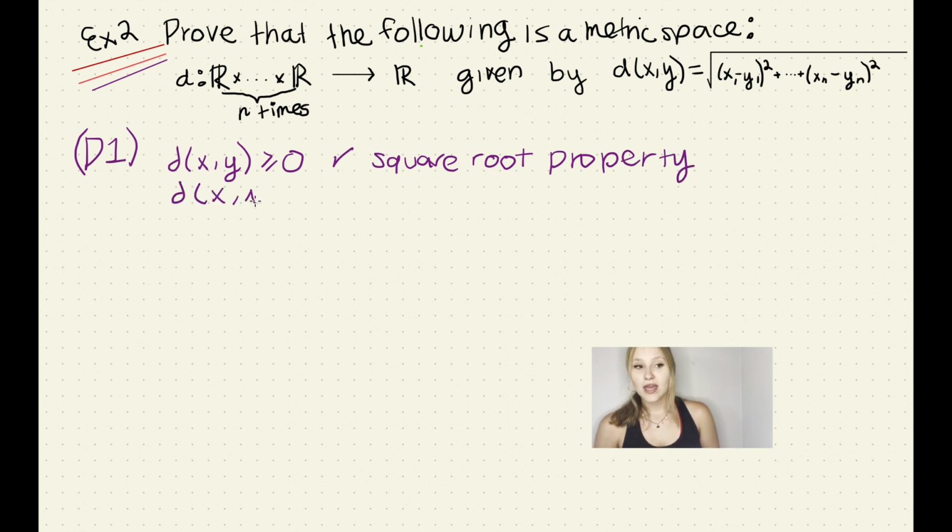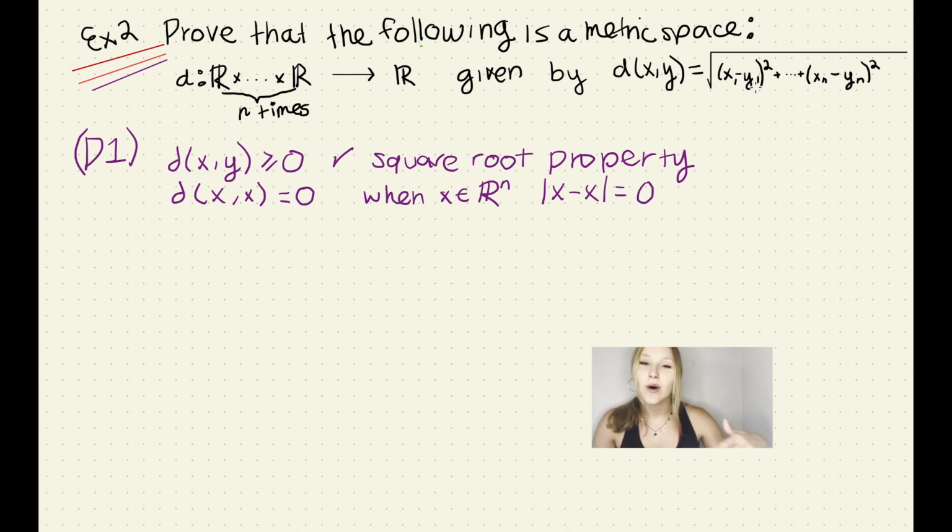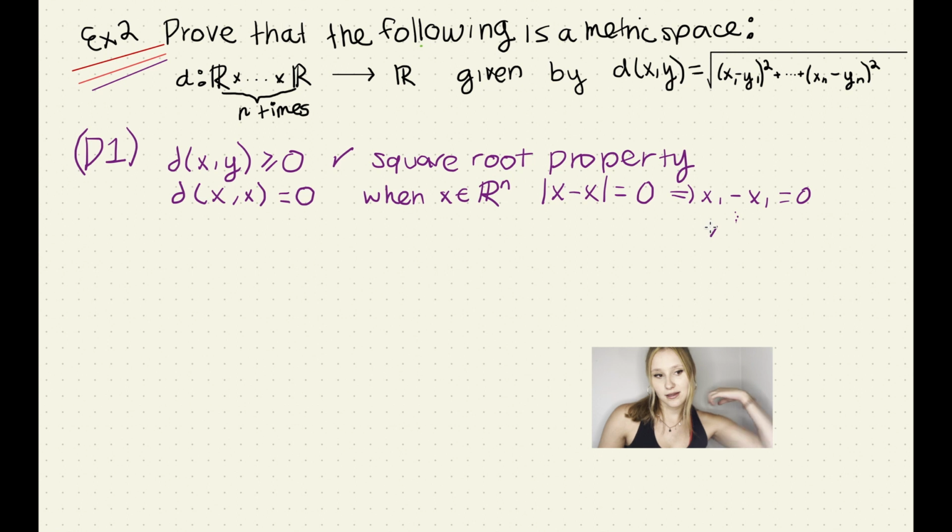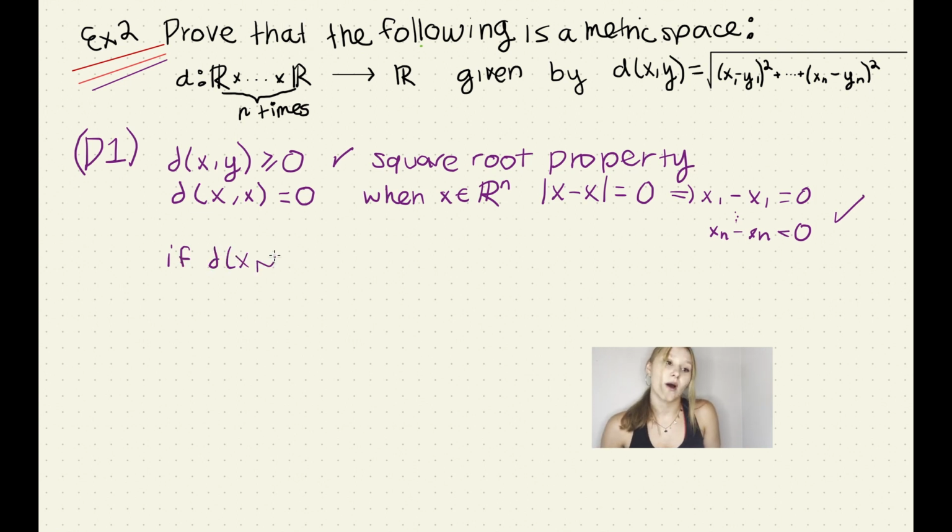So then we have the distance between x and itself is 0. So when we have a vector x, x minus x is 0. And that is because x1 minus x1 is 0, x2 minus x2 is 0, all the way up to xn minus xn is 0. So that just proves that x is itself. Kind of straightforward. If the distance between x and y is equal to 0, then x equals y.